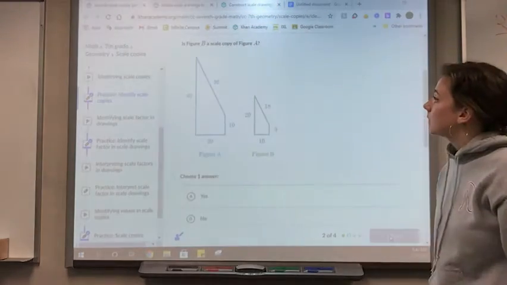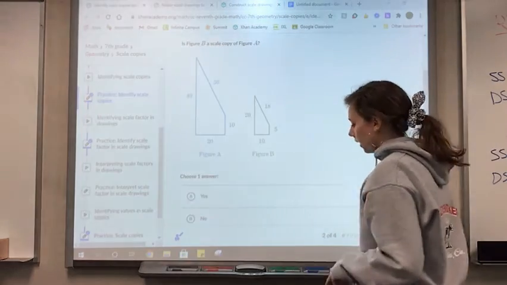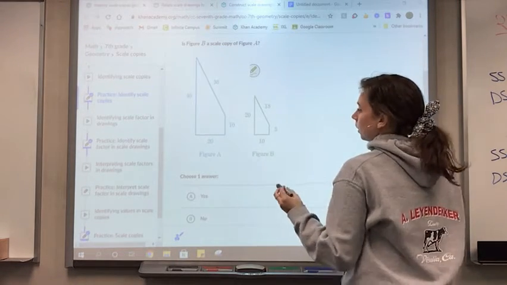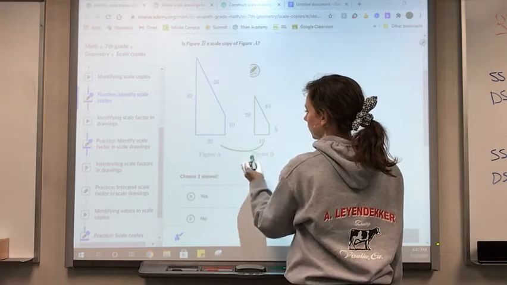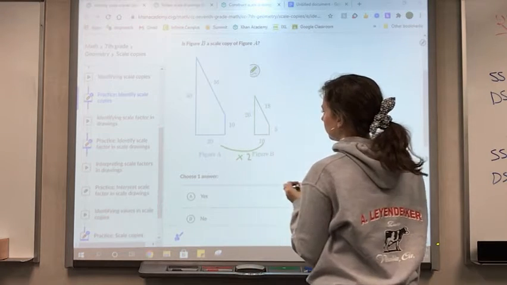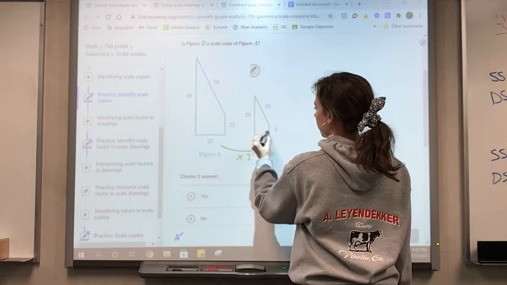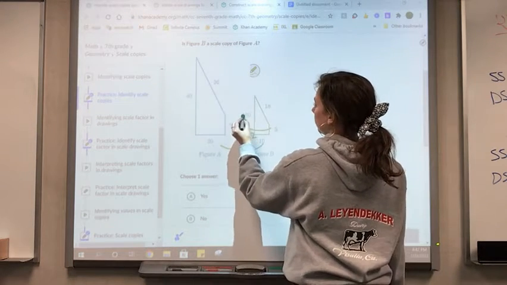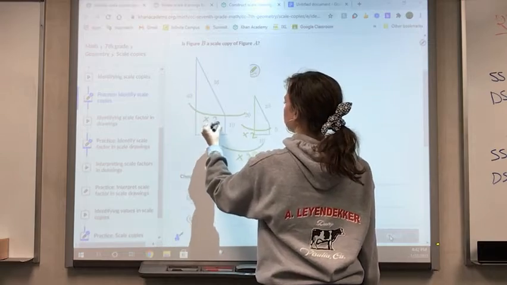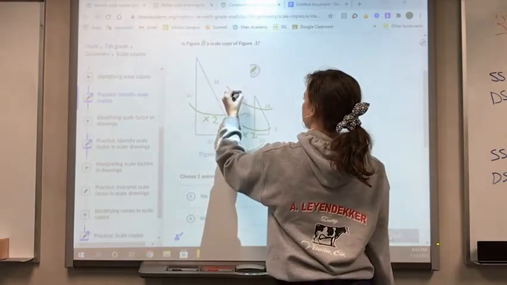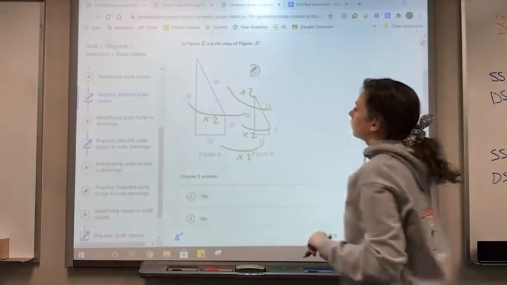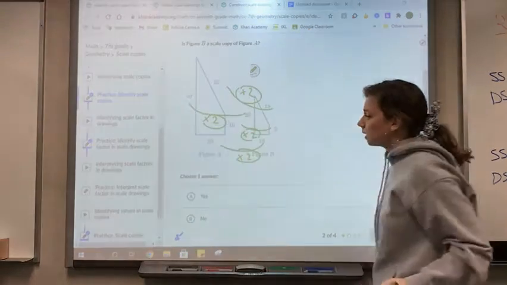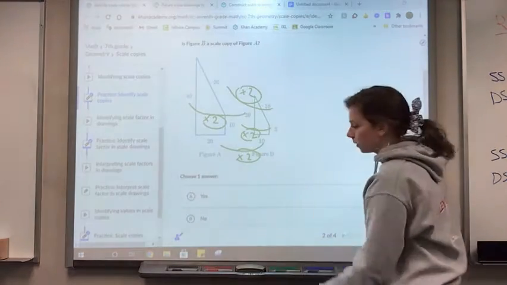All right, now it's asking, is figure B a scaled copy of figure A? So we're doing the same thing, except they already have the sides given to us. So 10 times 2 gives us 20. 5 times 2 gives us 10. 20 times 2 gives us 40. And 18 times 2 gives us 26. So we see that we have the same scale factor for all of the corresponding sides. So this would also be a scaled copy.